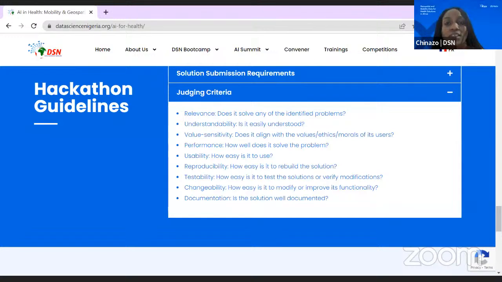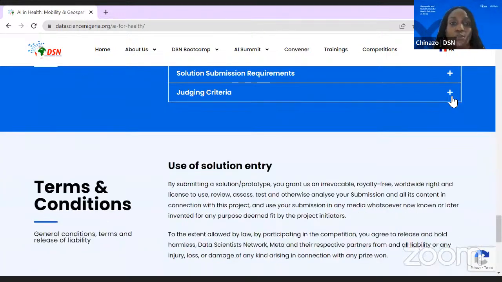It's important that you document what you've built, for sustainability. Even if you have a winning solution and the organizers want to use it and build on it, is it easy? Is the documentation going to help us pick that up immediately?